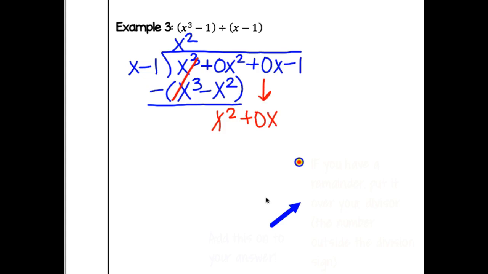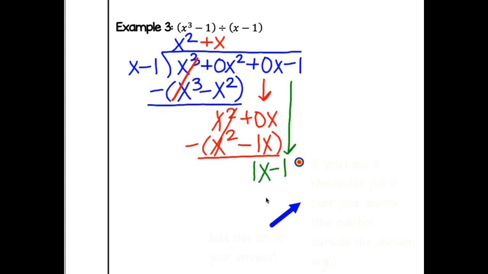Then to turn x into x squared, we multiply by a positive x. x times x is x squared. x times -1 is -1x. We subtract that whole quantity, and those cancel. And then we have 0x minus -1x, so that becomes positive 1x. We then bring down the minus 1. x times 1 gives us x, so then we get x minus 1, and we subtract that whole thing. And we get a remainder of 0, which means that my answer is x squared plus x plus 1.